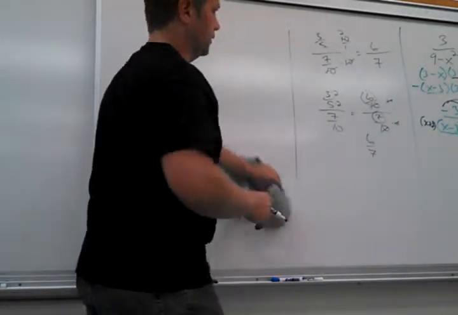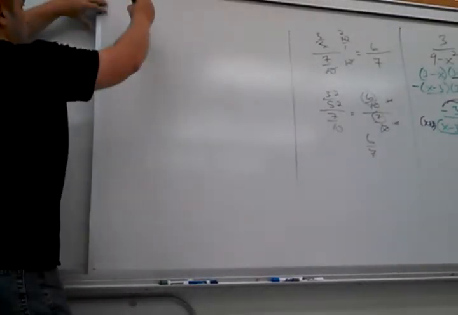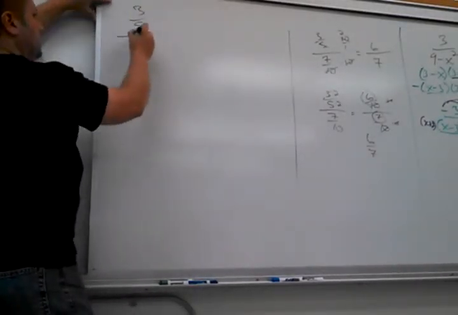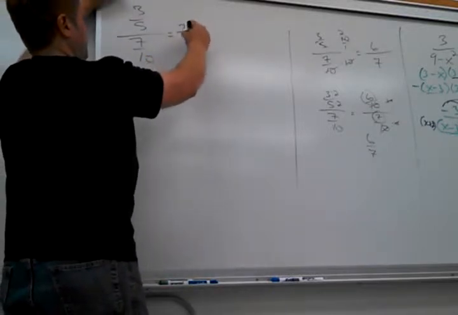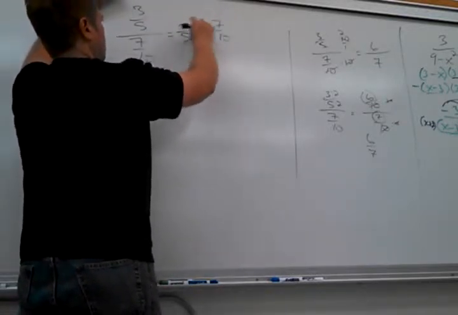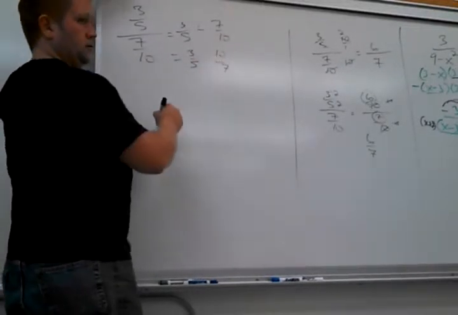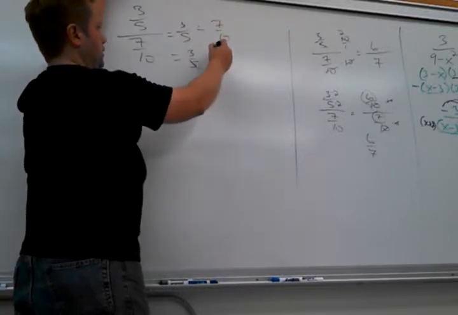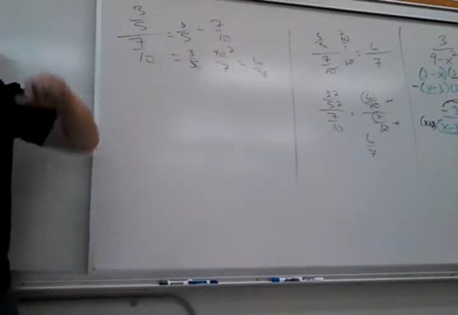Here's a third way to do this. So if I had 3/5 divided by 7/10. Well, how do you divide fractions? This is 3/5 divided by 7/10. This is 3/5 times 10/7. Yeah, 5 goes into 10 twice. 6/7. Cool.